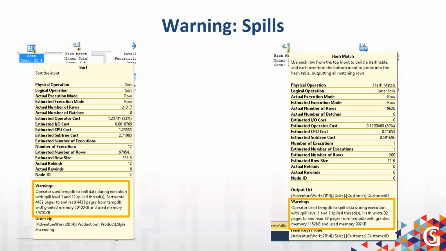Sort wrote 4,400 pages to TempDB. So hang on, 4,400 pages is a lot of I/O. So maybe I do want to look at this spill, and I do want to look at improving estimation so that I can actually increase the amount of memory that this query grabs to begin with, so I don't incur a spill.